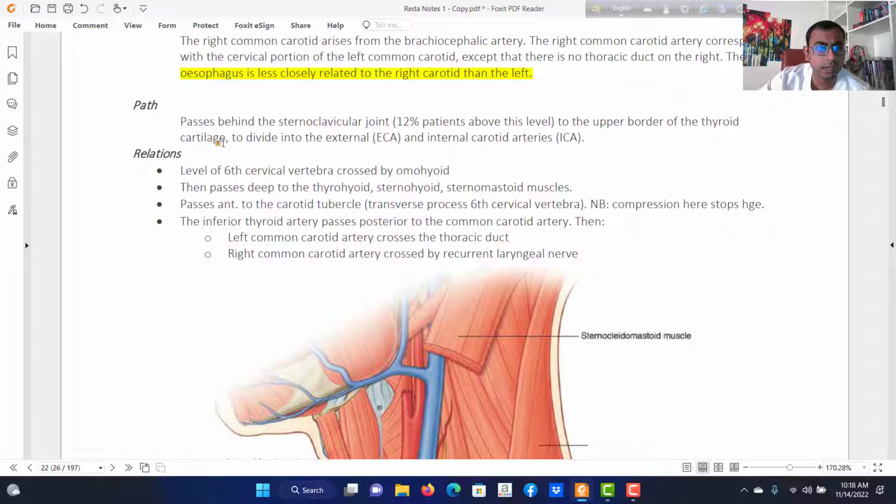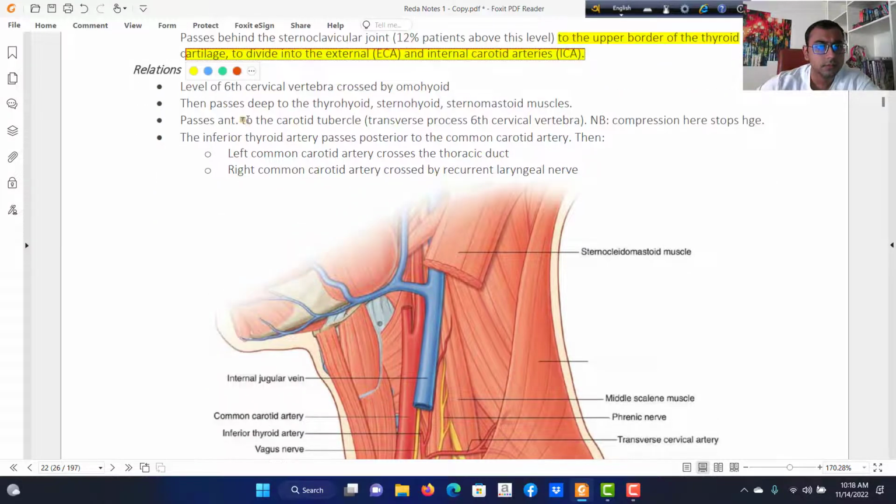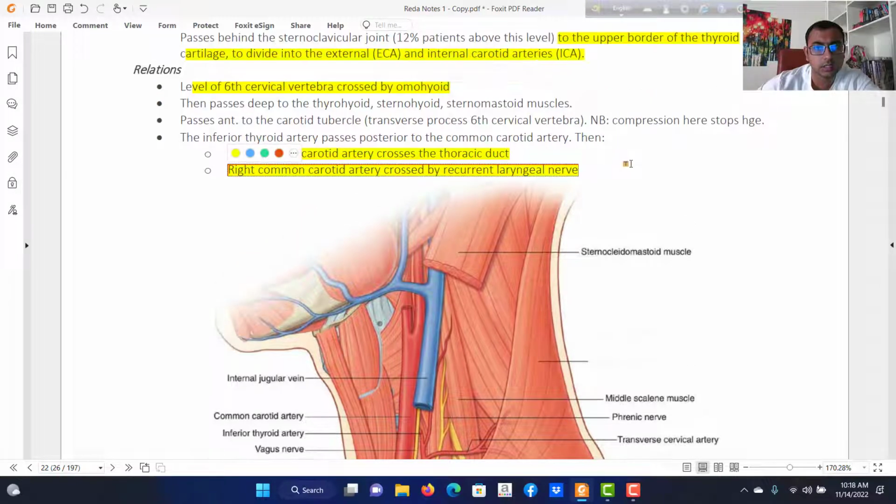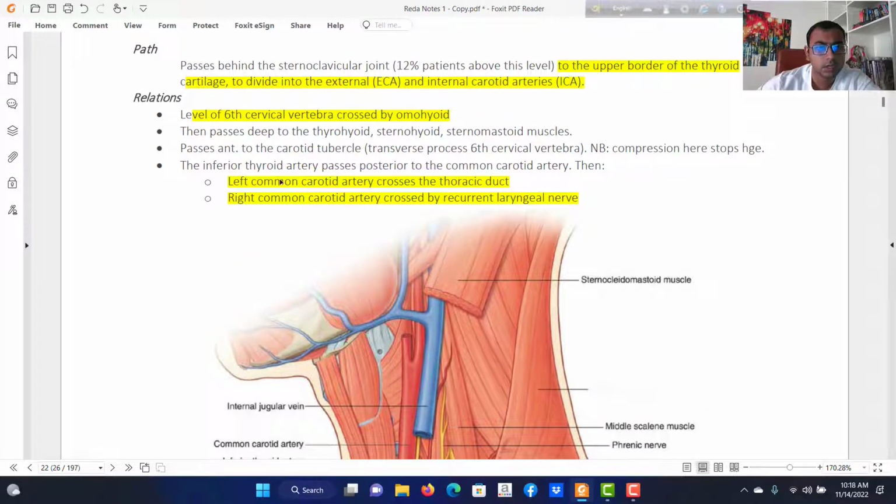The upper border of the thyroid cartilage divides the external and internal carotid artery. So the upper border of the thyroid cartilage is also the division point of the external and internal carotid artery, because it lies at the C6 level. At the level of C6 vertebra, the omohyoid muscle crosses, the left common carotid artery crosses the thoracic duct, and the right common carotid artery crosses the recurrent laryngeal nerve. Must know. These two lines are must know.